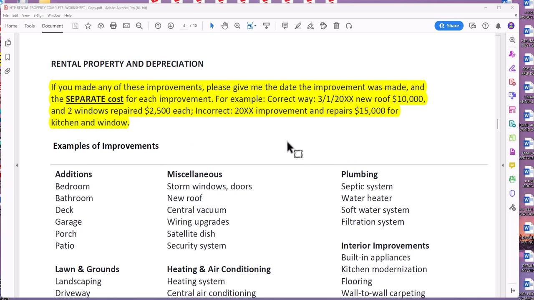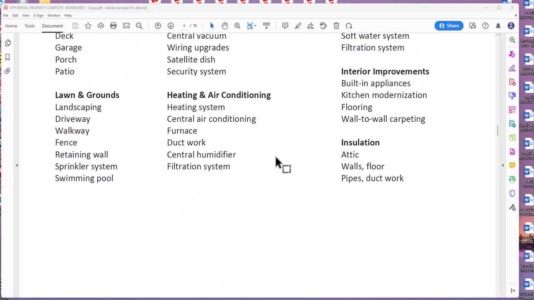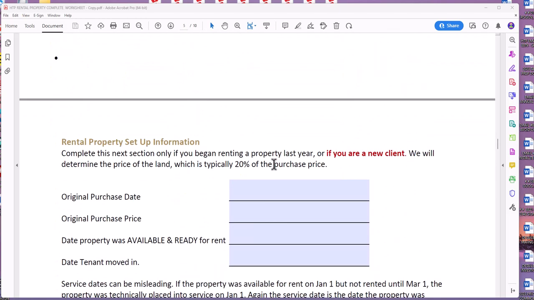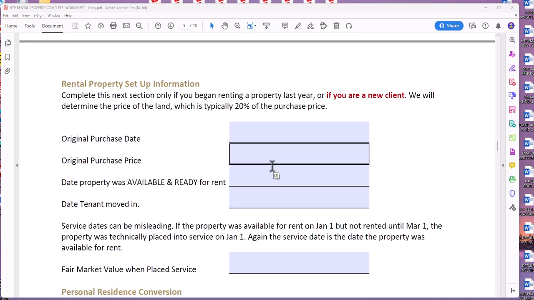So what you would not do is just say $20,000 kitchen repairs because that doesn't tell us anything. We need details in the event you are audited.